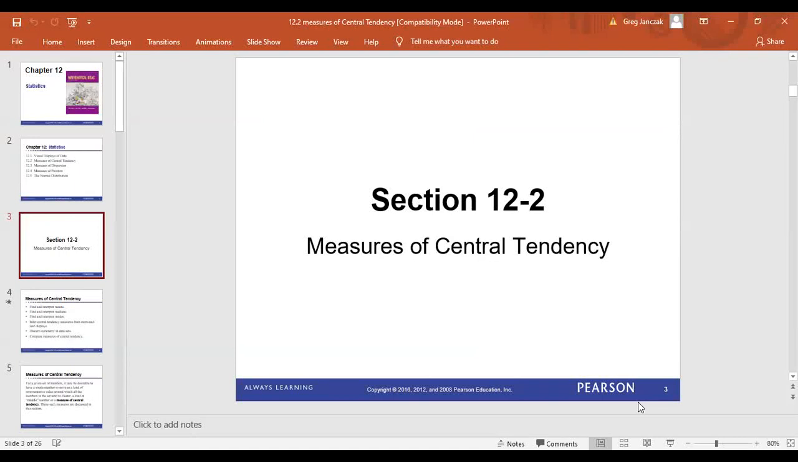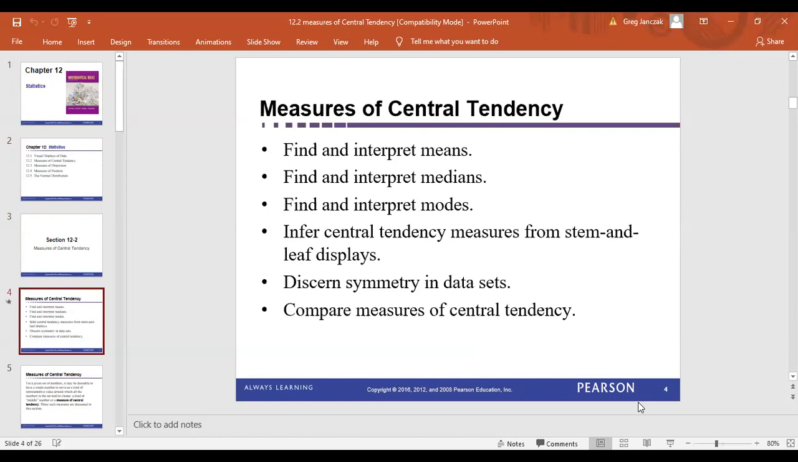Okay, it's lesson 12.2, measures of central tendency. We're going to find and interpret the mean or average. We're going to find and interpret the median and also the mode of a data set. We're going to infer central tendency measures for stem and leaf displays and discern symmetry in a data set.